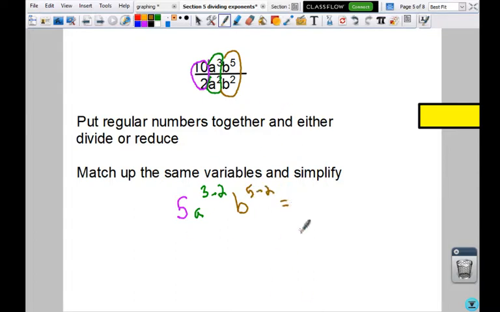And we just have to go through and simplify. I don't need to do anything with the 5. It's just going to chill out here in front. I have A to the 3 minus 2, which is A to the 1. If it's to the 1 power, you don't actually need to write it, so you can write A to the 1 or just leave it as an A. Doesn't matter either way. You get 5 times A times B to the 5 minus 2, which is 3. Do I have any negative exponents or anything? No, so I'm done. That's my final answer.